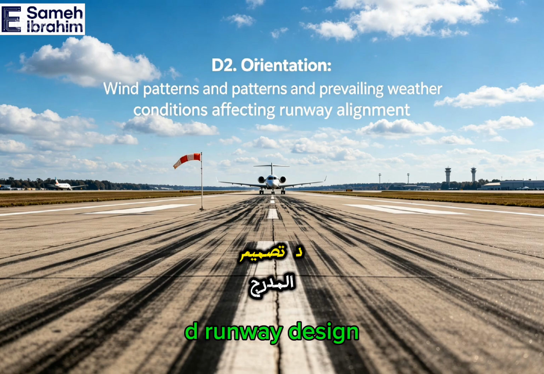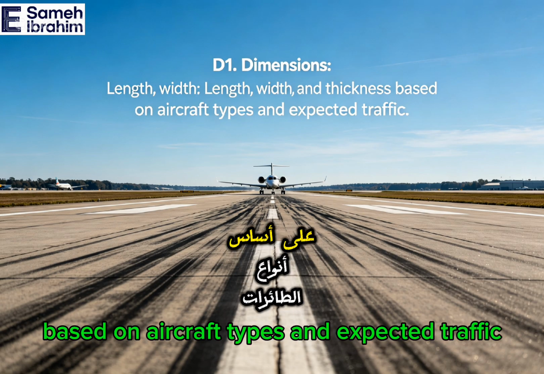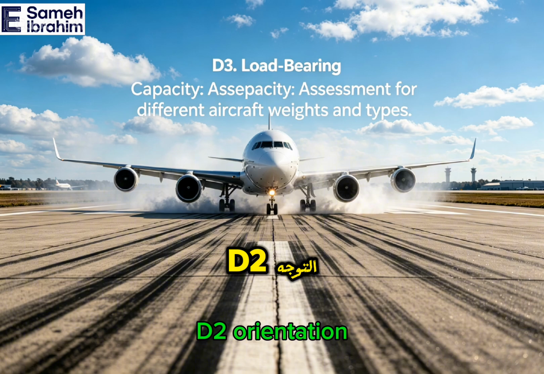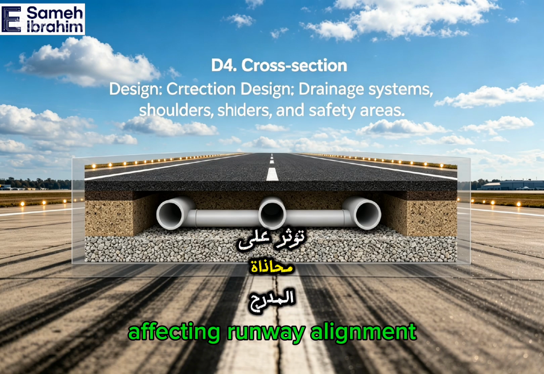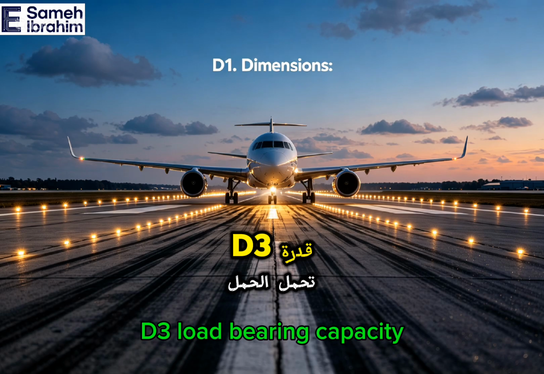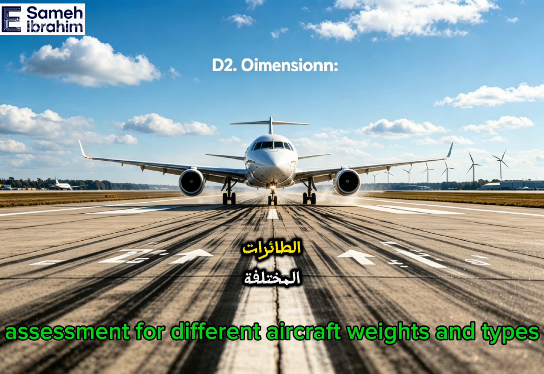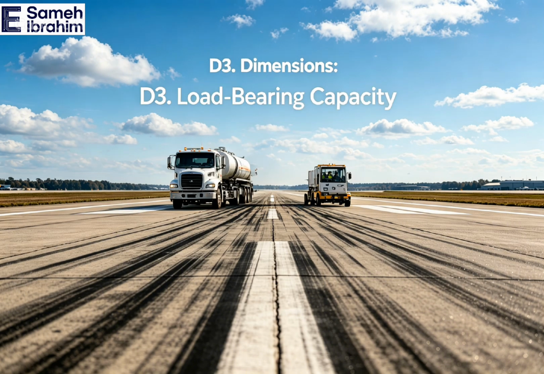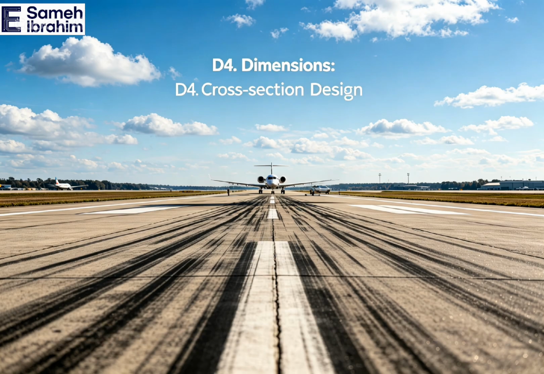D. Runway design. D1. Dimensions: length, width, and thickness based on aircraft types and expected traffic. D2. Orientation: wind patterns and prevailing weather conditions affecting runway alignment. D3. Load-bearing capacity. Assessment for different aircraft weights and types. D4. Cross-section design. Drainage systems, shoulders, and safety areas.